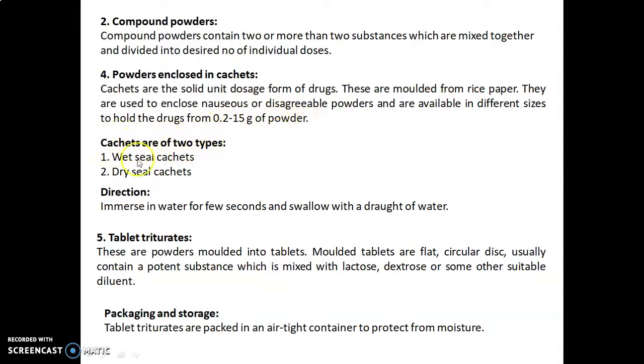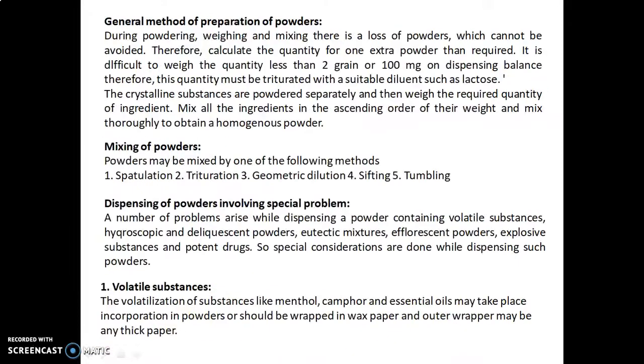Cachets are of two types, that is wet seal cachets and dry seal cachets. Direction for this is to immerse in water for a few seconds and swallow with a draught of water. Then fifth one, that is tablet triturates. These are powders molded into tablets. Molded tablets are flat circular discs, usually containing a potent substance which is mixed with lactose, dextrose or some other suitable diluent. Packaging and storage: tablet triturates are packed in an airtight container to protect from moisture.